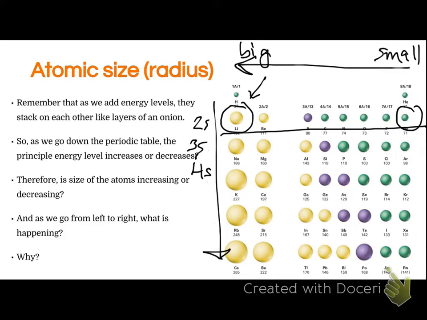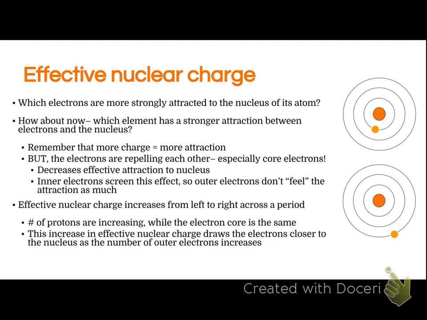The reason for that is we're adding more energy, we're adding more shells. So the atom has to get bigger. Okay, so to explain the trend going across the periodic table, here's our little tiny periodic table. The trend in atomic size is that it's small on the right and it gets bigger on the left.